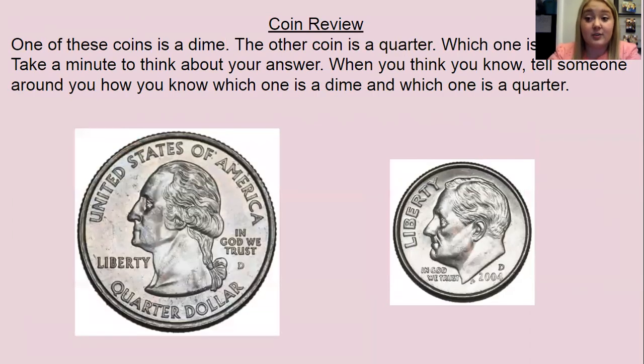All right, here's our next question. Are you ready? One of these coins is a dime. The other coin is a quarter. Which one is which? Take a minute to think about your answer. When you think you know, tell someone around you how you know which one is a dime and which one is a quarter. So this time I want you to look at the coins, think about which one is which, and then tell somebody how you know. So tell somebody how you know that this is either a quarter or a dime, and then tell somebody how you know which one this is. So go ahead and do that now. I'll give you some time.